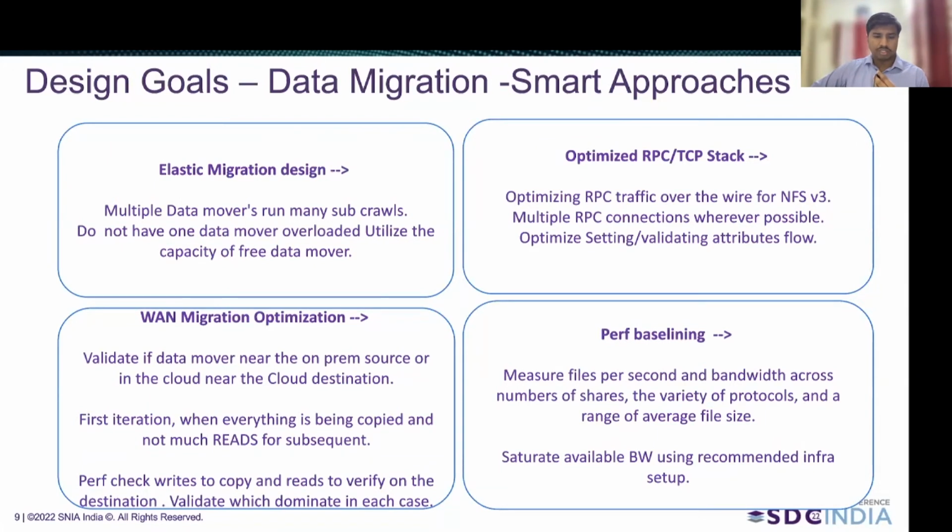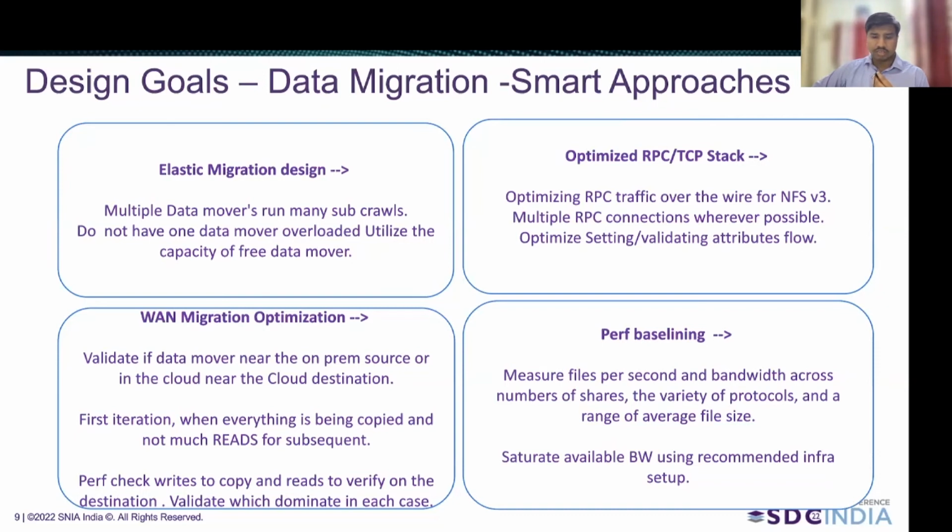So the first iteration, or the first migration, is where the bulk of the data is being copied to the target. So it is better, as you can test and validate, that your data movers are placed near the target. And for the subsequent migrations, you can have them brought up near the source, right? So this is one approach of optimizing the WAN migration. Of course, it depends on the use case, the nature of the files, and the structure of the file system itself. But this is one of the common things that one can look for when optimizing their migration use case.